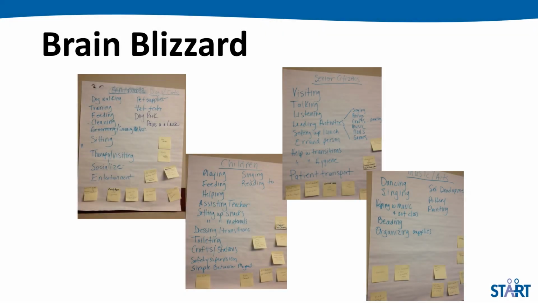And here's an example of one such brain blizzard. And again, they had 4 themes: music, arts, senior citizens, children, dogs, and cats. They went through tasks that you need to be able to do, and then they used Post-it notes for the employers in their area that might have this theme and these types of tasks related to it.